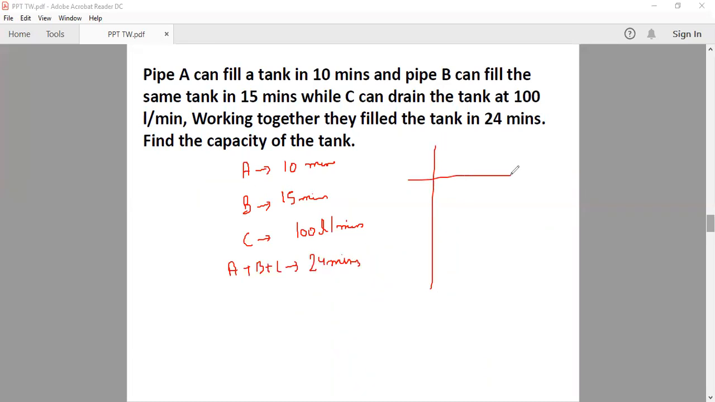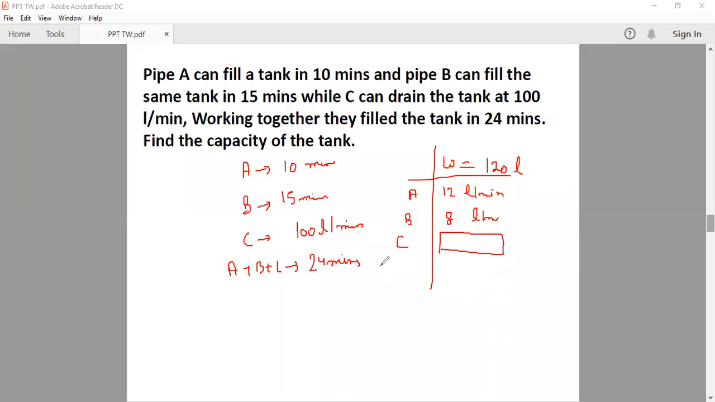So the first step is to assume the work to be something. इसको हम first unitary से कर रहे हैं. Let us assume the work to be something. The work here is LCM of 10, 15 and 24. What is the work? 120 units, or let's say 120 liters. Since A completes it in 10 minutes, so A did 12 liter per minute, B did 8 liter per minute. For C, we already have the rate but we are not given any time or something, so we will just leave it for now.